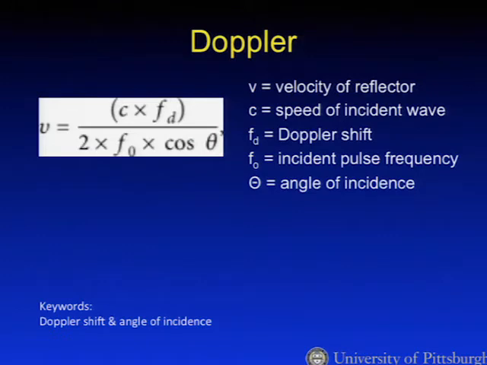Another favorite of the American board is the Doppler principle, or the Doppler effect, which is simply that where a sound wave strikes a moving reflector, the reflected wave undergoes a frequency shift, the Doppler shift, that is directly proportional to the velocity of the reflector. This is also affected by the angle of incidence between the reflector and the sound wave, such that if it's greater than about 20 degrees, the cosine of theta introduces a significant error into this equation, as tested previously.